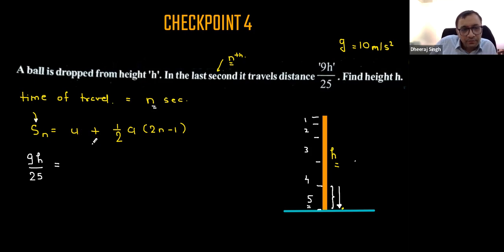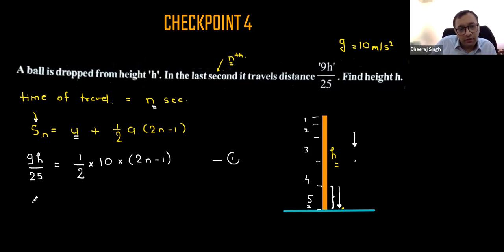U is how much? Initial velocity is what? Initial velocity is zero. So that's gone. Acceleration, what should I write? Plus 10 or minus 10? Plus 10, because acceleration is down, you assume downward positive, right? So 10 into 2n minus 1. This is your first equation.